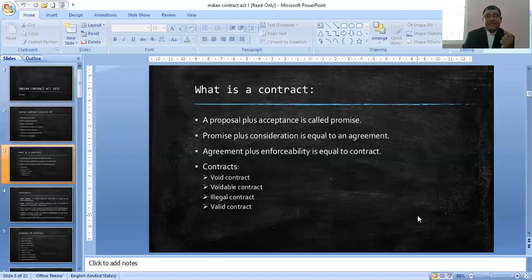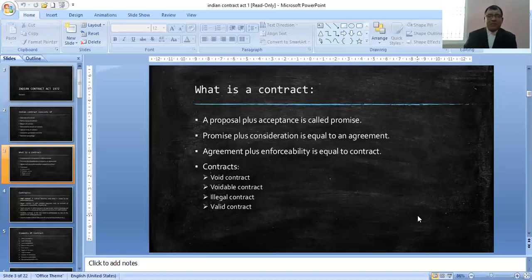What is a contract? As I told you, agreement is the most essential thing for a contract. But all agreements are not contracts. Will every agreement attain the status of a contract? No, it will not. To attain the status of a contract, there should be a legal tie or legal enforceability. That is called the essential elements of a contract.